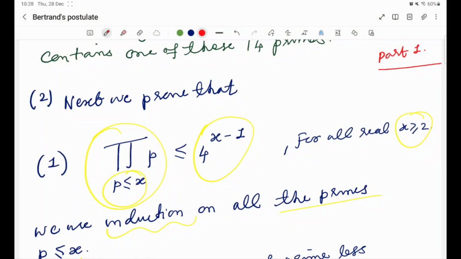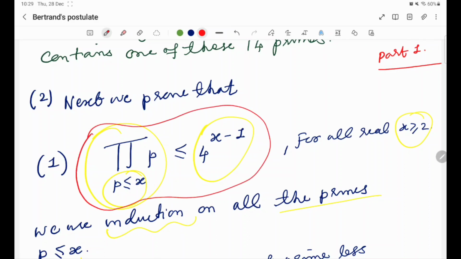So in the last class, part 2 of Bertrand's postulate, we have proved this result, that is, the product of primes less than or equal to x is less than or equal to 4 raised to x minus 1, for all real numbers x greater than or equal to 1.